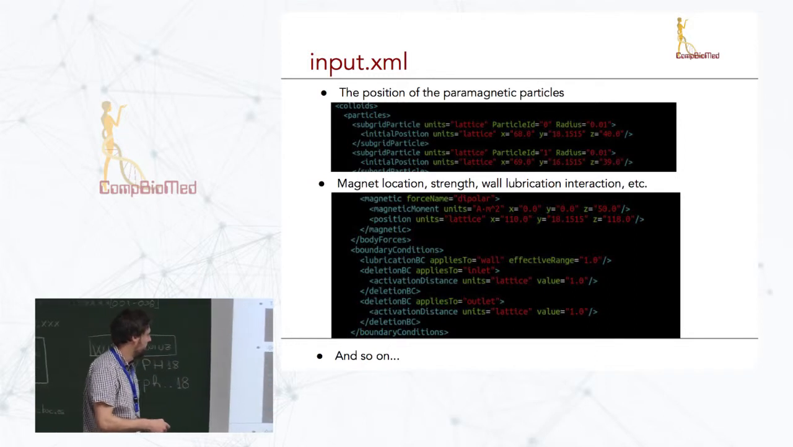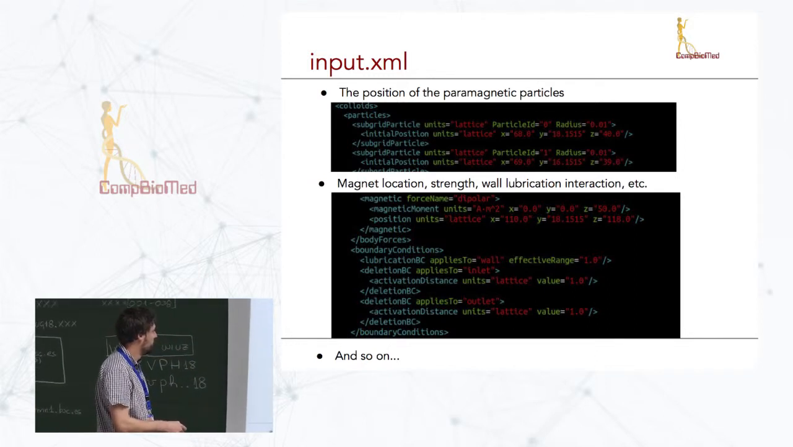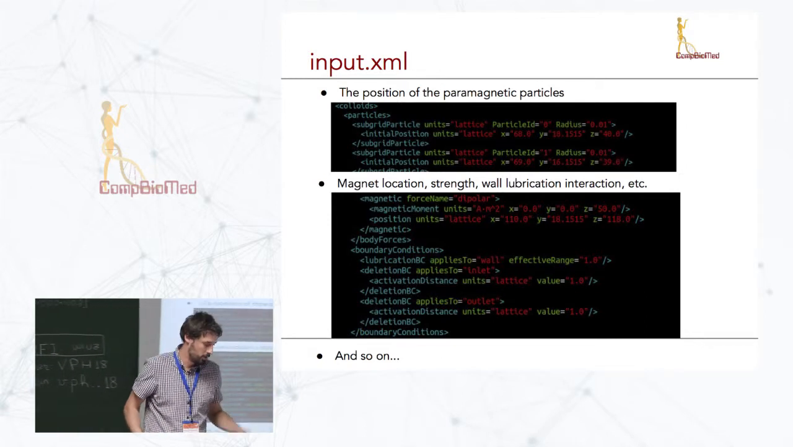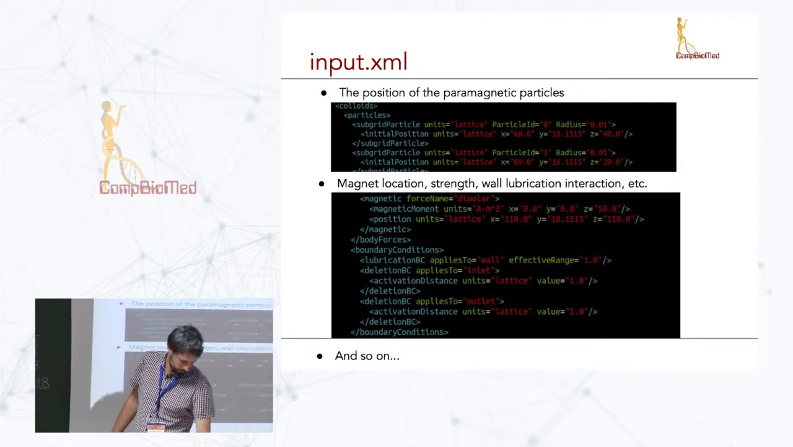You can also, in this file, change the position of the magnet and its strength and so on, and something about the boundary conditions on the wall, the deletion of the particles when they leave it. I can't see it here, but you can change the gravitational constant, the force due to gravity, if you're interested.